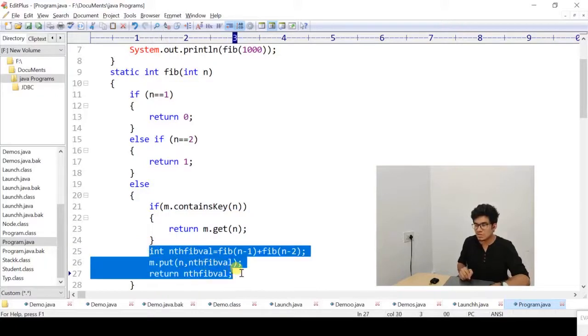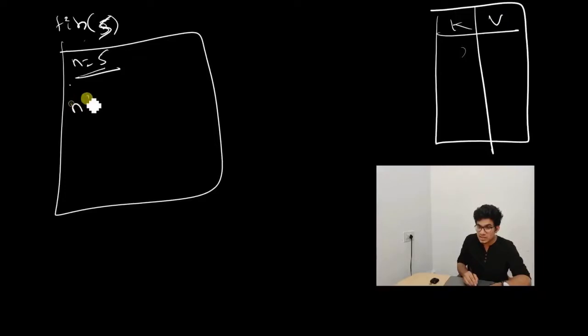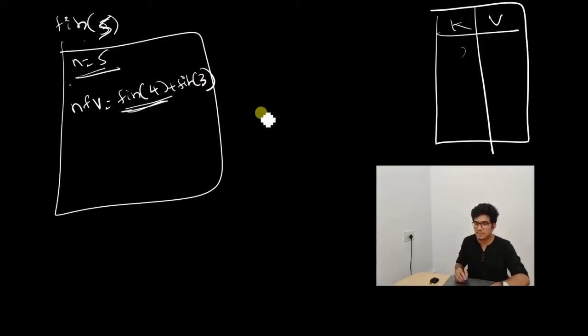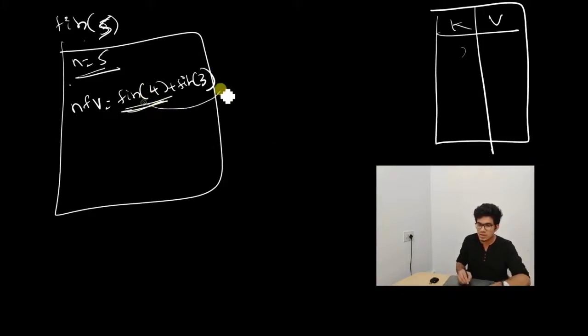It will come to this part, where it will first tell fib of n minus 1. So you are saying the nth fib val is nothing but fib of n minus 1 plus fib of n minus 2, which is fib of 4 plus fib of 3. So don't you think the fib of 4 activation record will open first? Yes. So I will open the fib of 4 activation record.